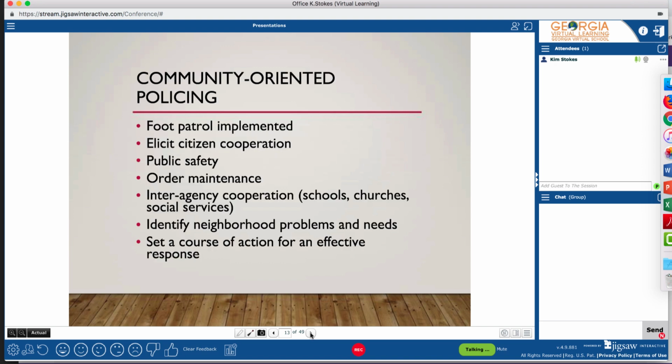Community-oriented policing is where foot patrol is implemented, elicits citizen cooperation, public safety, order maintenance, and interagency cooperation such as schools, churches, and social services, identifies neighborhood problems and needs, and sets a course of action for an effective response.